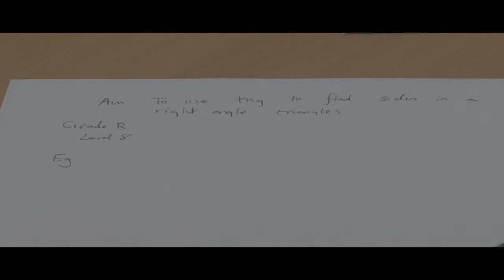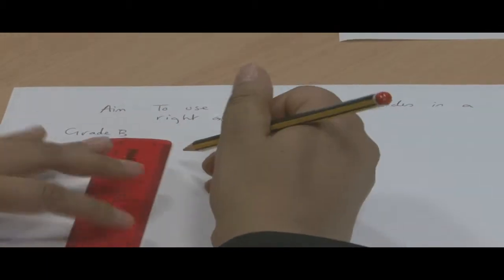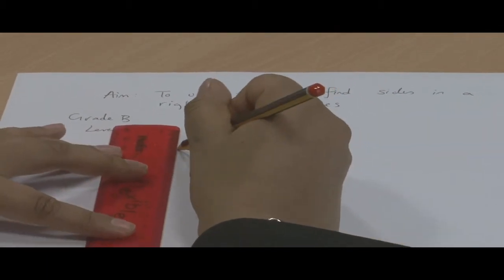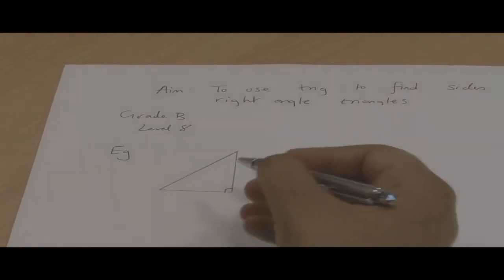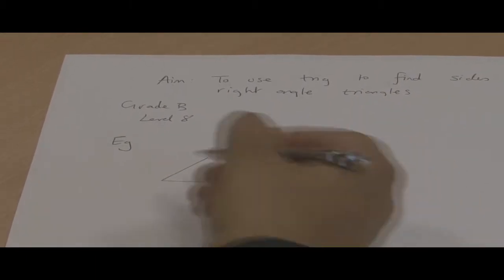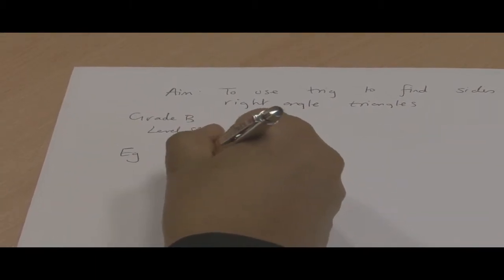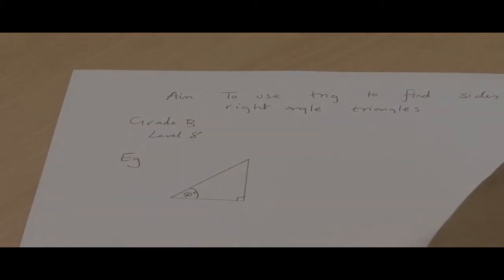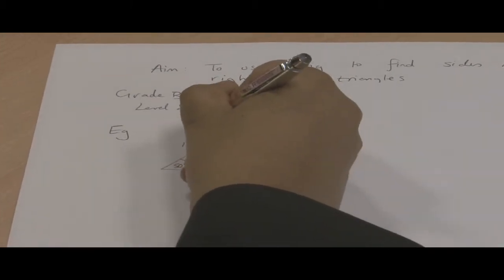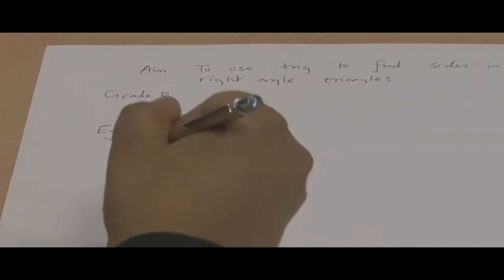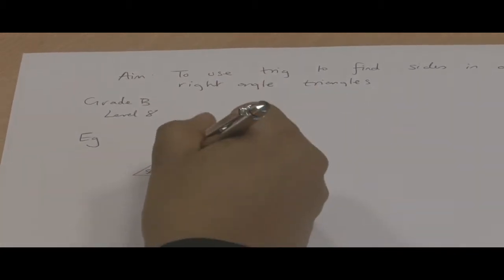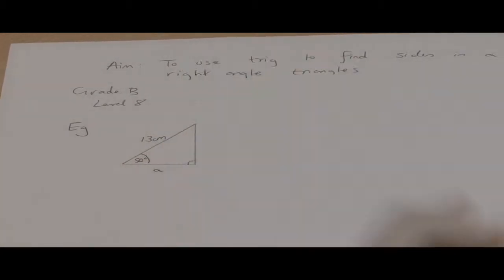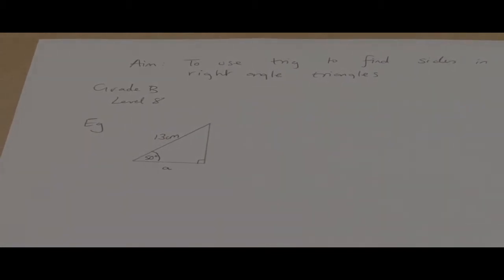Draw a right angle triangle using a pencil and a ruler. So we've drawn our right angle triangle. We've been told that this angle is 50 degrees, that this side is 13 centimetres, and we've got to find this side, which we're going to call A.